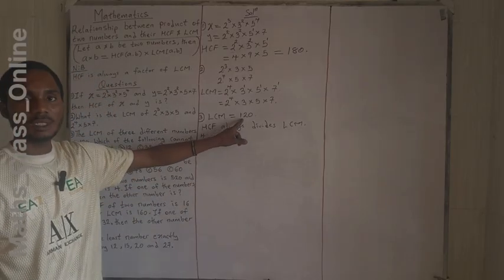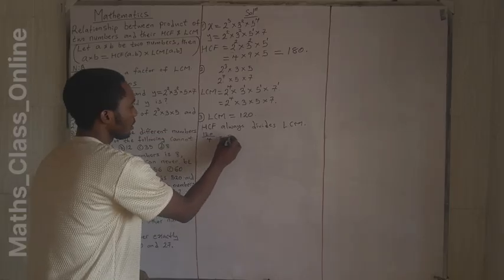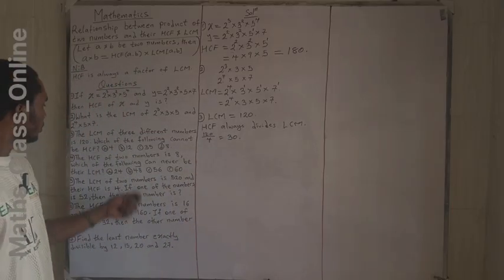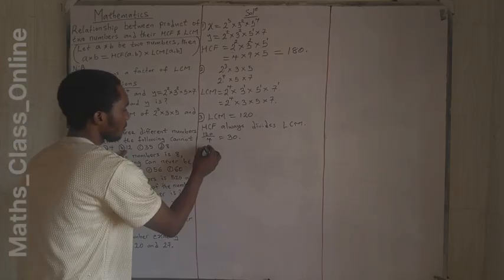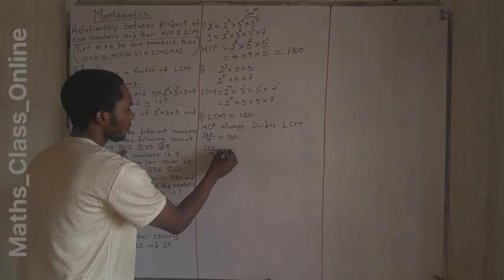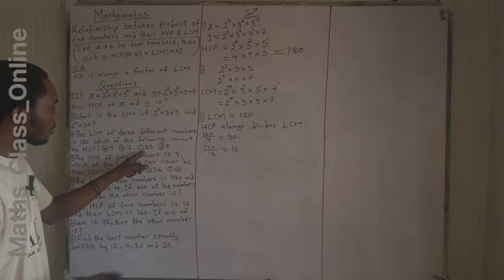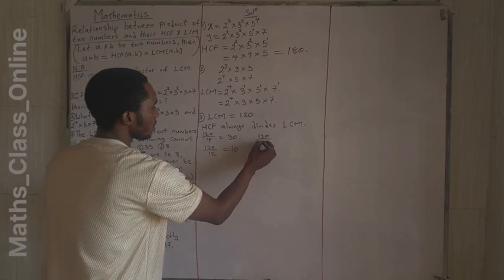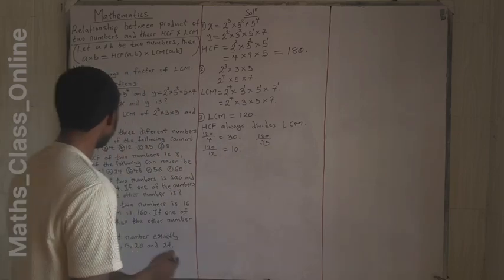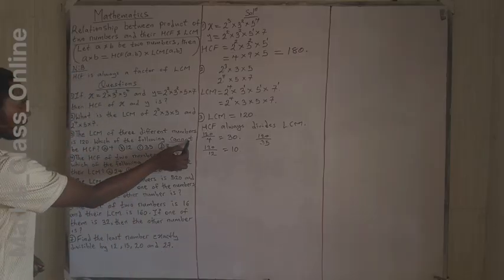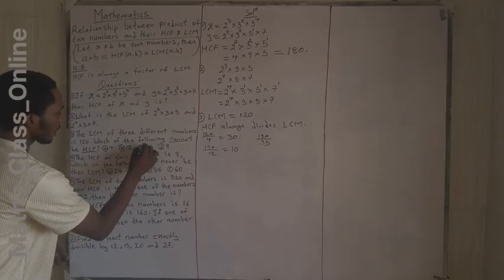Can 4 divide 120? Yes, 4 can divide 120. This will give us 30. 4 can be our highest common factor. 12: 120 divided by 12 is equal to 10 without remainder, so 12 can be it. 35: 120 divided by 35 is not possible. That means the number that cannot be HCF is 35.